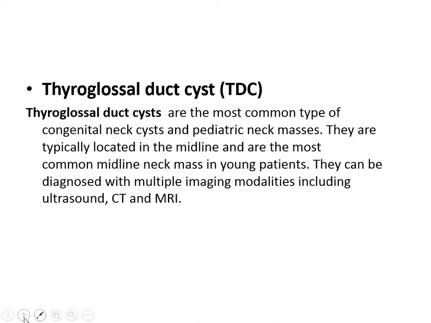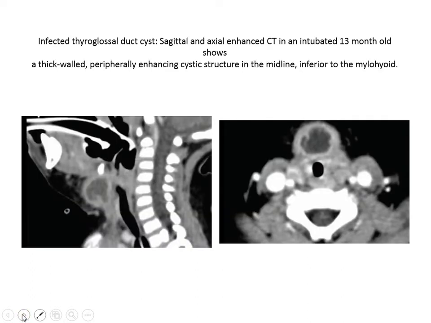Thyroglossal duct cysts are the most common type of congenital neck cyst and pediatric neck mass. They are typically located in the midline and are the most common midline neck mass in young patients. They can be diagnosed with multiple imaging modalities including ultrasound, CT, and MRI.